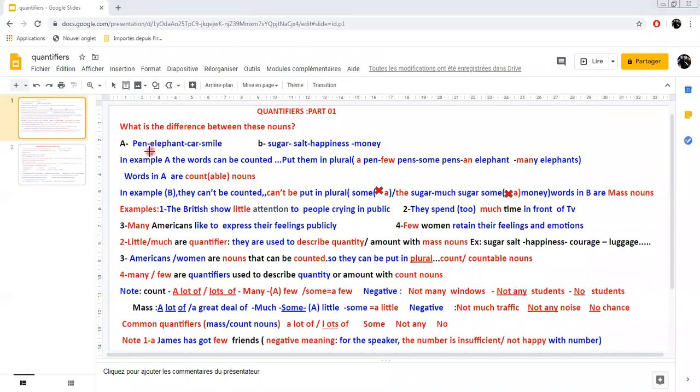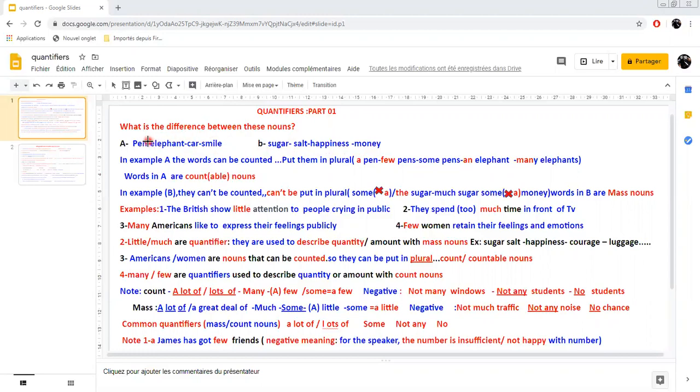Now, have a look at these words here. So you've got pen, elephant, car, and smile. So this is the first list. And we've got a second one: sugar, salt, happiness, and money. So my question is, what's the difference between these nouns here and these ones here?